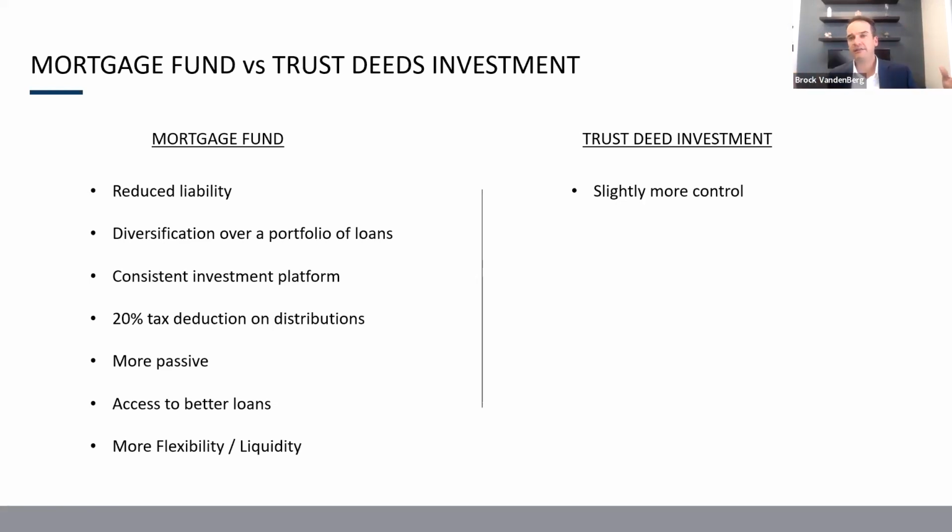The number one advantage of a trust deed investment is you have slightly more control. You get to select what loans you're going to fund. I have a lot of investors that say, look, Brock, I think you do a great job, you've got great experience, but I just want to select the loans that I'm invested in. God bless you. I mean, it's work, but good for you.